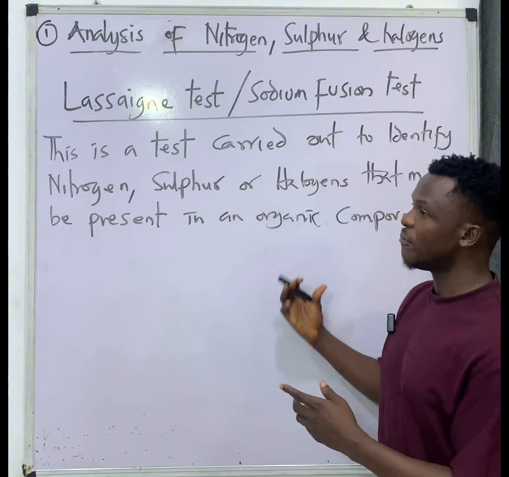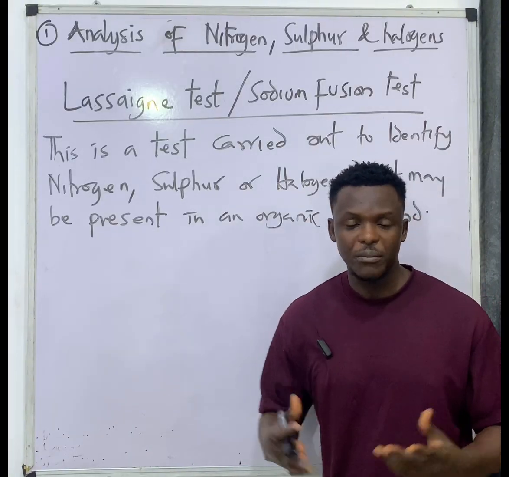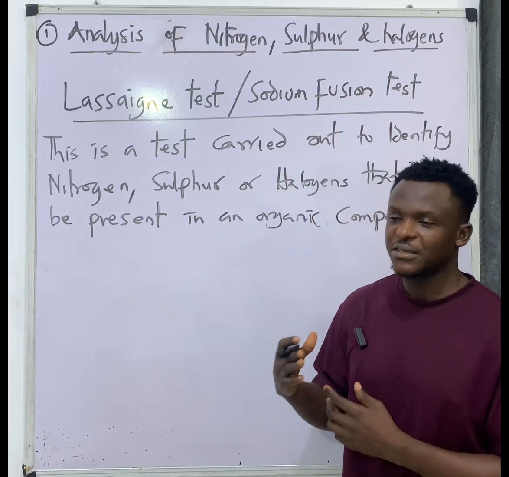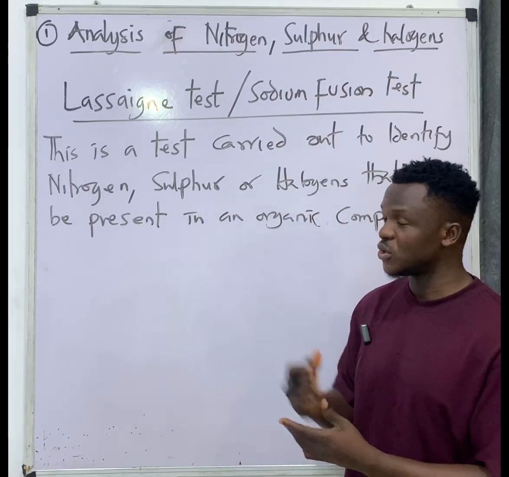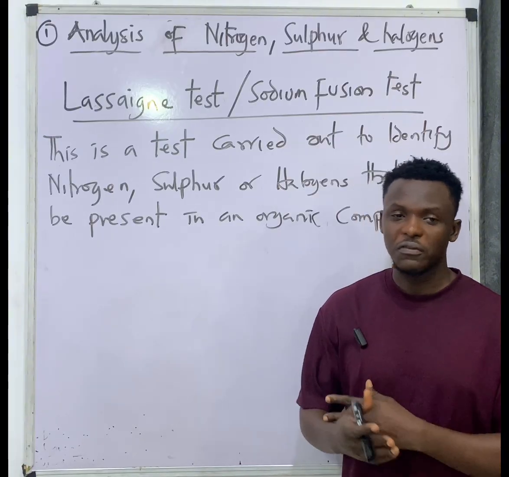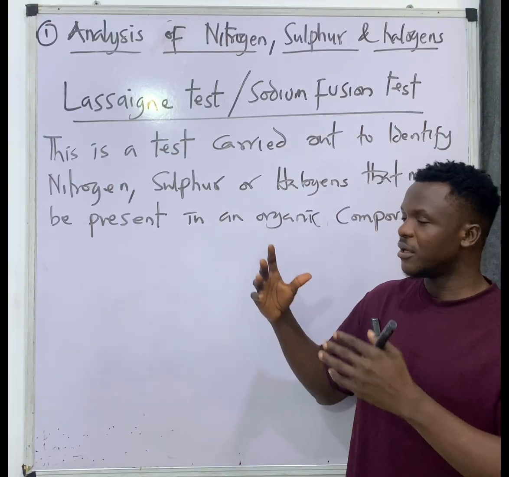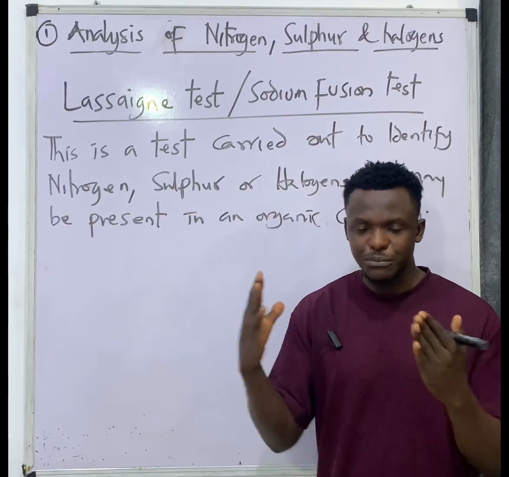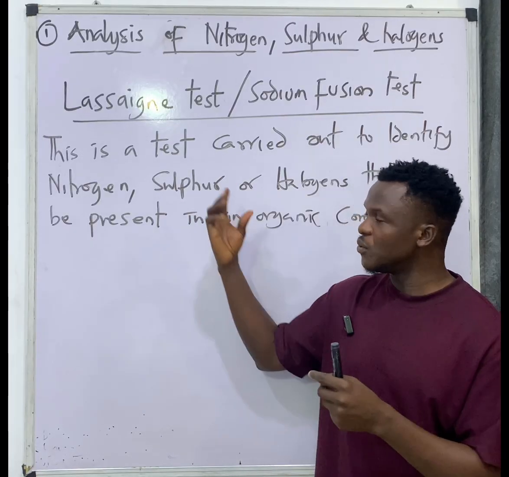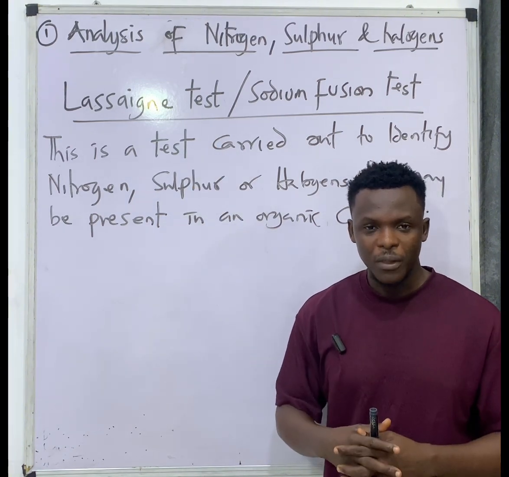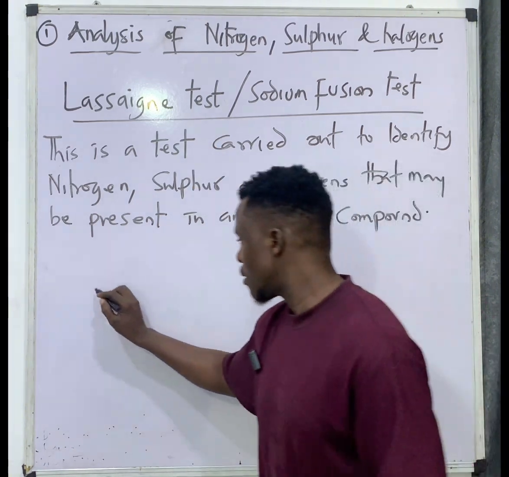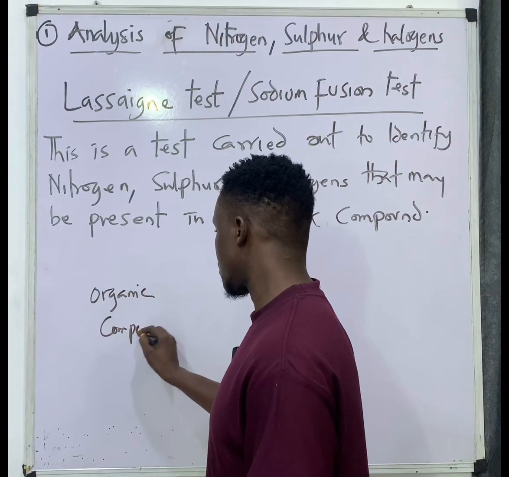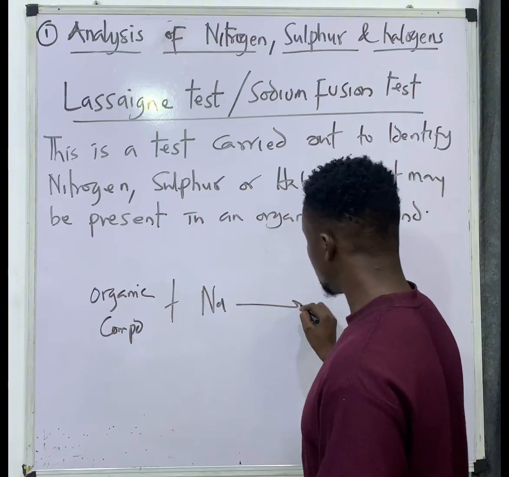Okay, so like I said, organic compounds comprise non-metallic atoms coming together to form a compound. So we've seen how we can identify carbon and hydrogen. Now we want to test to check if nitrogen, sulfur, or halogens are present. So we're going to bring the organic compound and add sodium to it. Fusion simply means bringing together, right? So we're going to fuse this compound with sodium. So you bring the organic compound plus sodium, and then you heat.